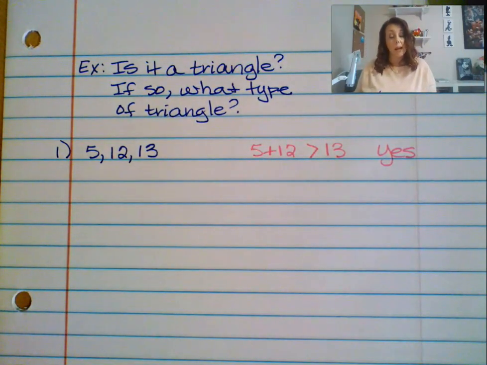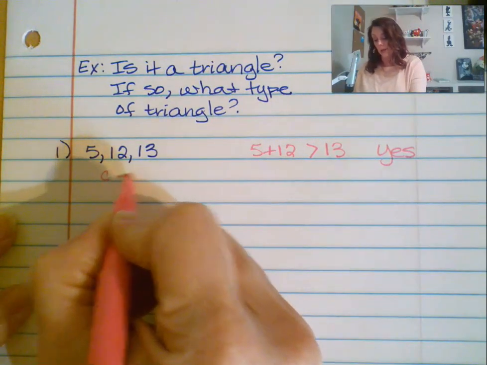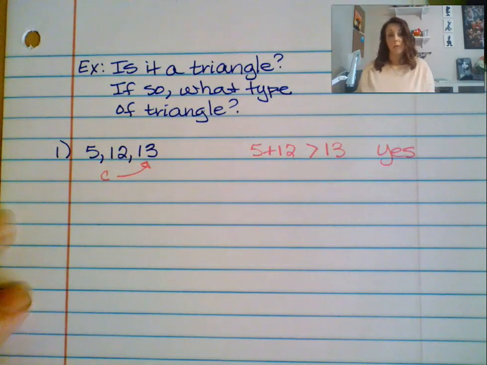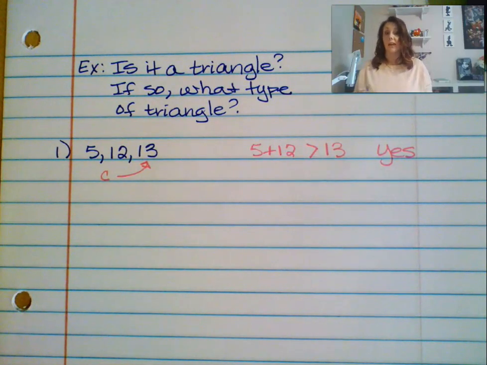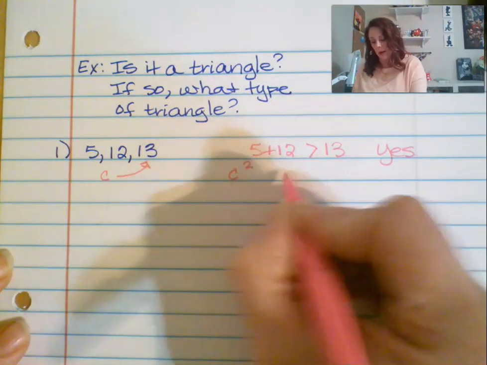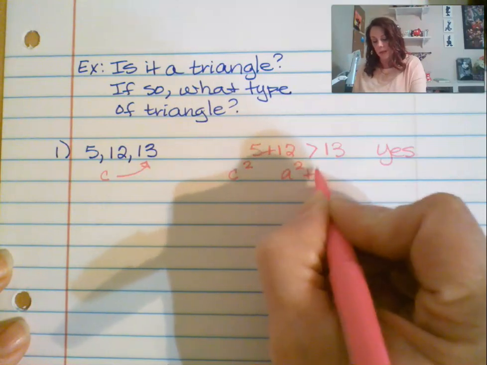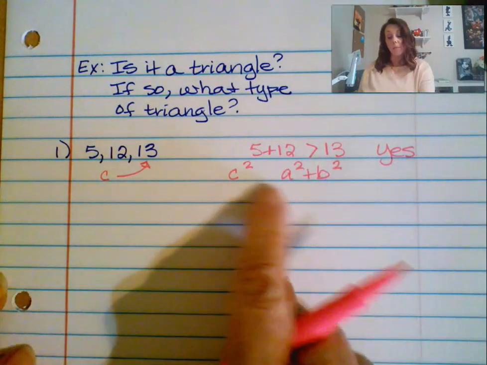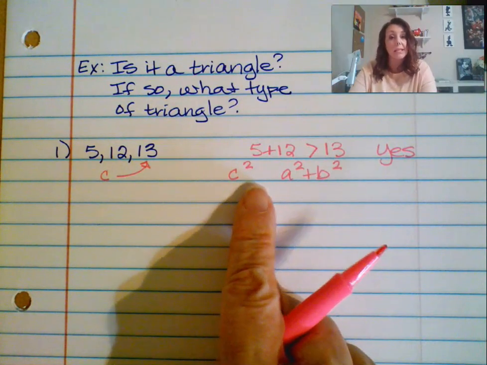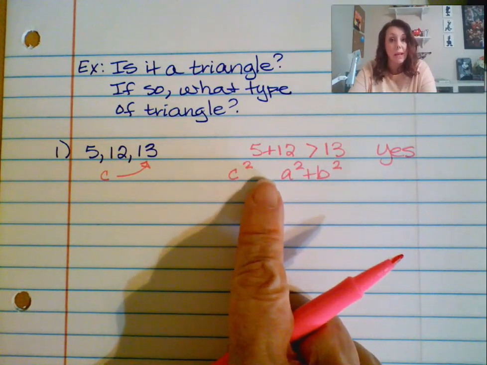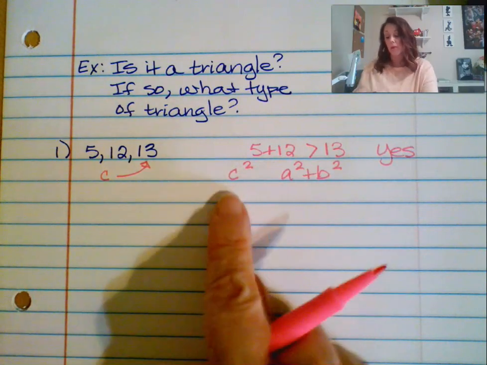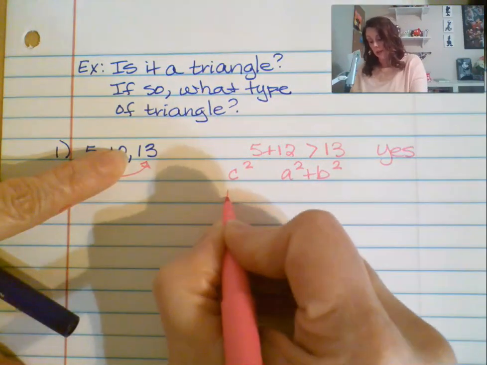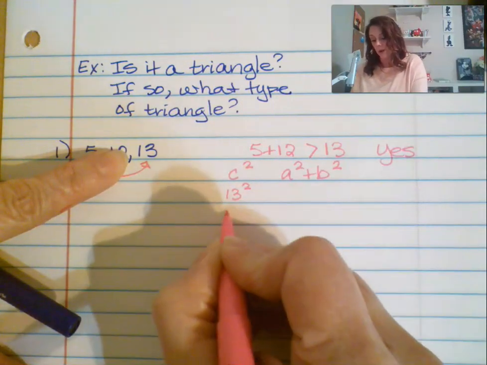Now let's consider what type of triangle it is. So C in this case has to be this 13, which means A and B have to take on the values of 5 and 12. It does not matter which one's A and which one's B. So I want to compare then C squared to A squared plus B squared. And I'm not going to put a symbol there yet because I'm checking to see, are they equal? Is that going to be a less than, or is it going to be a greater than symbol? So we know C is 13, that longest side. So this becomes 13 squared, or 169.